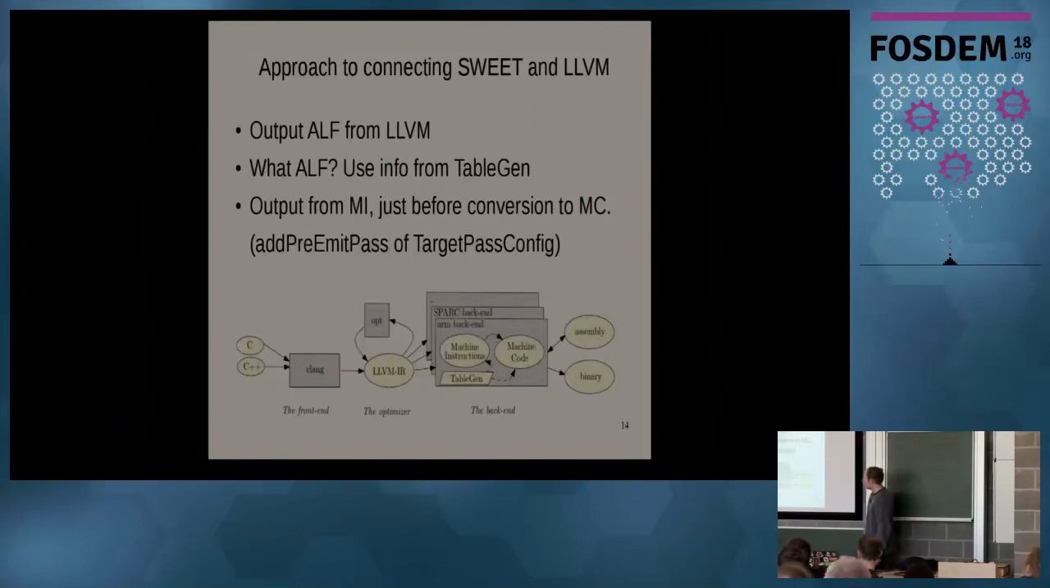So the ALF code can be obtained from TableGen. From TableGen they use what is called the DAG patterns. In instruction selection, when you go from IR code to the backend, they use DAG patterns, and this is essentially the semantic meaning of what an instruction does. So this is what I use to output ALF code from the instructions in LLVM.